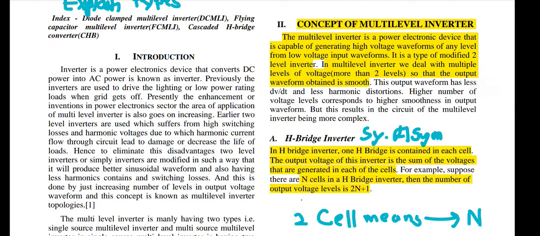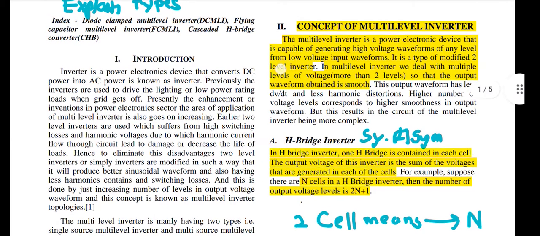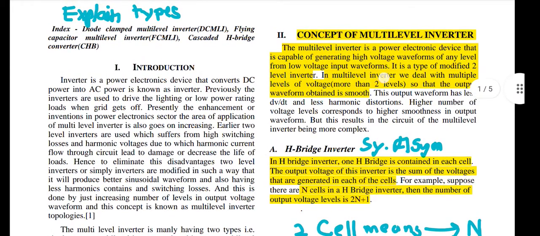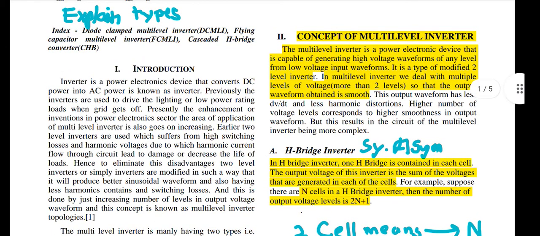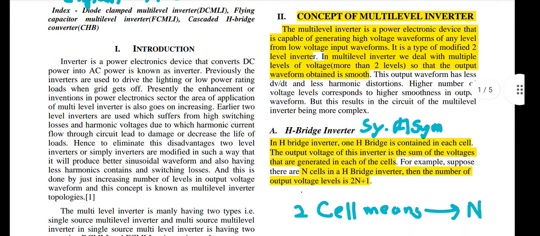The multi-level inverter is a power electronics device that is capable of generating a high voltage waveform from a low voltage input waveform. Here you can read that in a multi-level inverter we deal with multiple levels of voltages, that is more than two levels, so that the output waveform obtained is smooth.